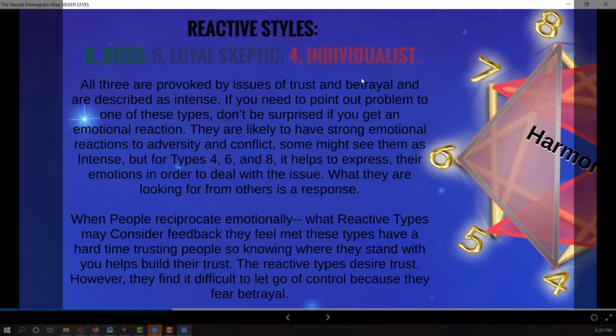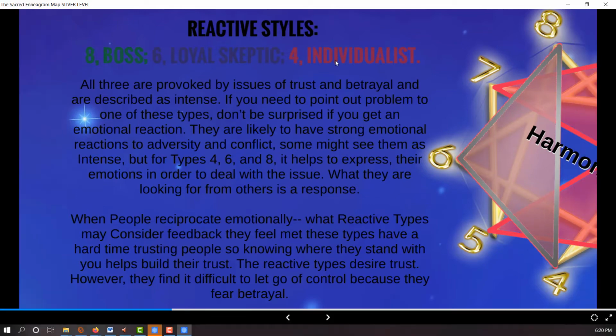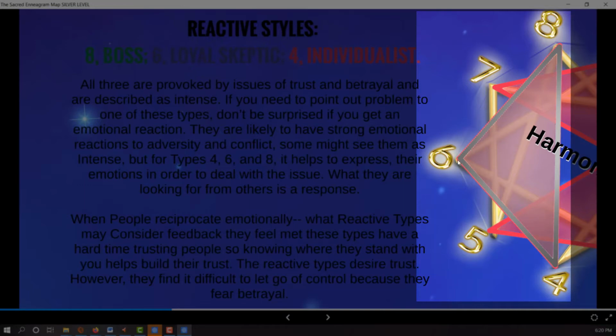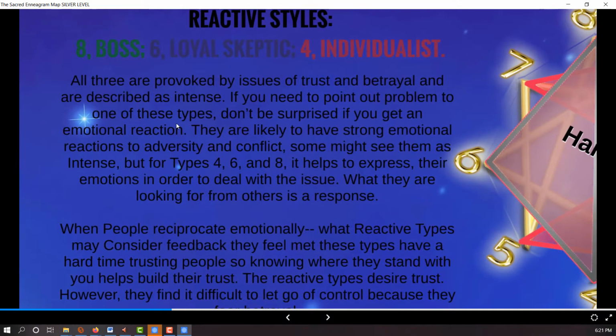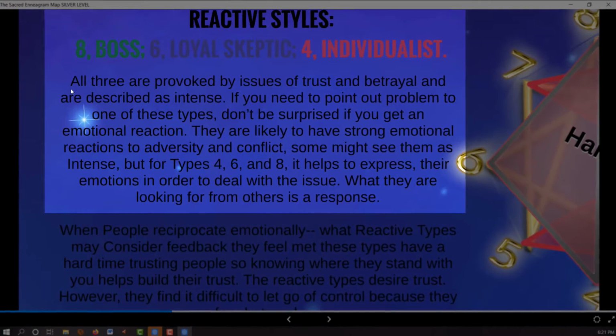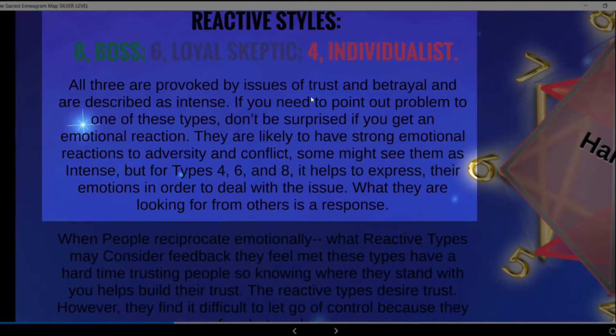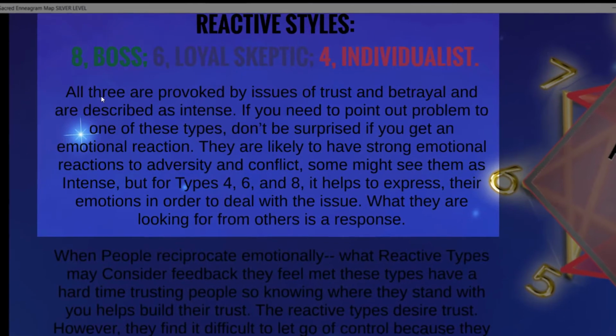So over here we have the reactive styles, and these are Enneagram type 8, the boss, Enneagram type 6, the loyal skeptic, and Enneagram type 4, the individualist. And you can see it here just on the right hand side, the triangle showing you 8, 6, and 4 points that are the reactive styles. So to clarify what the reactive styles are, it suggests that all 3 are provoked by issues of trust and betrayal and are described as intense.